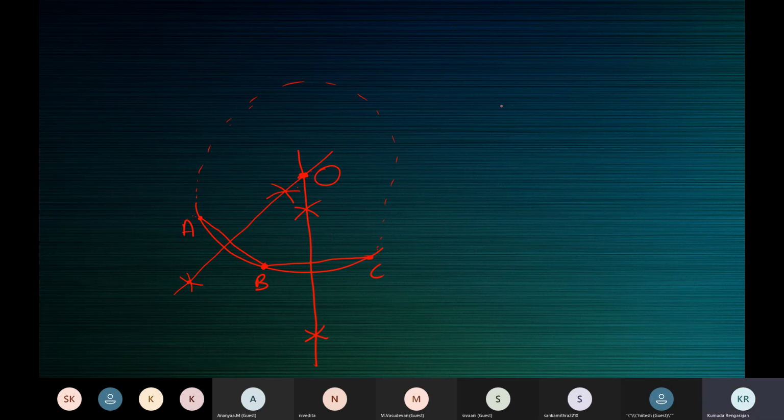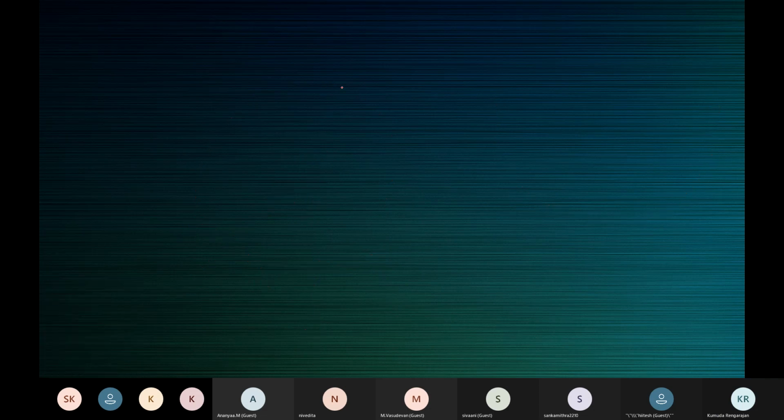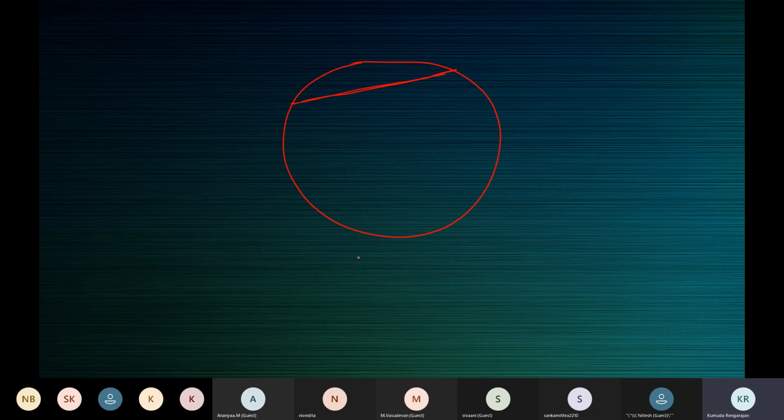Supposing you take 2 parallel chords. Now I can't show you here, I'll take a circle. Supposing you've drawn a circle using a bangle, then you don't know the center of the circle, right? When you draw a circle using some circular object, not using a compass, you do not know the center. So if you want to identify the center of the circle, this is the procedure.